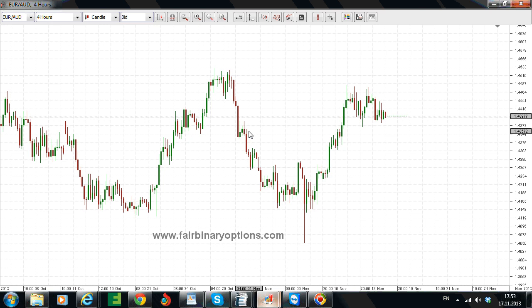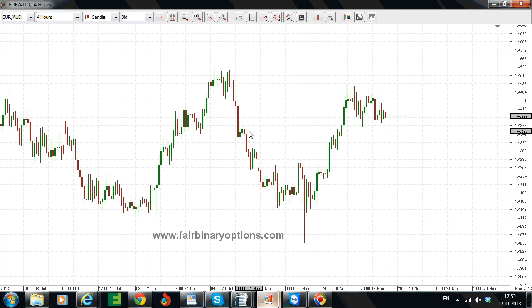The euro Australian dollar is the cross between the euro US dollar and the Australian dollar US dollar, as they are the majors. This cross is going to be influenced next week by the Reserve Bank of Australia minutes that are going to be released. These minutes are for the previous meeting we had, with no change in interest rates in Australia.